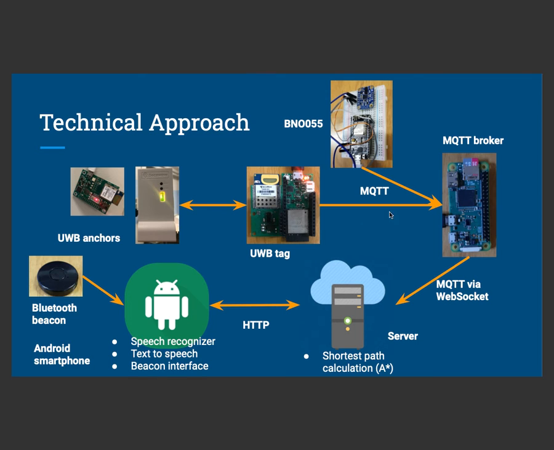Along with the UWB, we're using another sensor that gives you the pose. For example, if the blind person is walking this way or is at a 90-degree angle. It has an IMU, with an accelerometer, gyroscope, and magnetometer, and we get the position and the pose based off that.